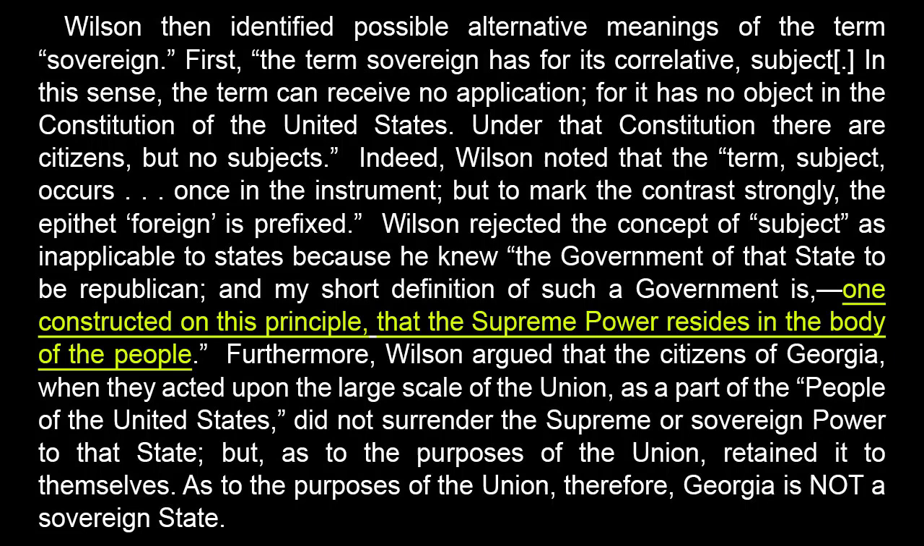Wilson rejected the concept of subject as inapplicable to states because he knew the government of that state to be "Republican. And my short definition of such a government is one constructed on this principle that the supreme power resides in the body of the people." Furthermore, Wilson argued that the citizens of Georgia, when they acted upon the large scale of the Union as a part of the people of the United States, did not surrender the supreme or sovereign power to that state, but "as to the purposes of the Union, retained it to themselves. And as to the purposes of the Union, therefore, Georgia is not a sovereign state."